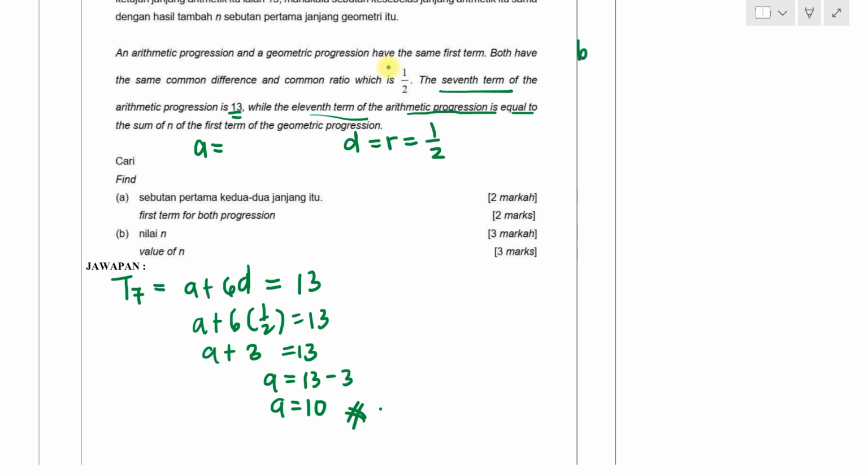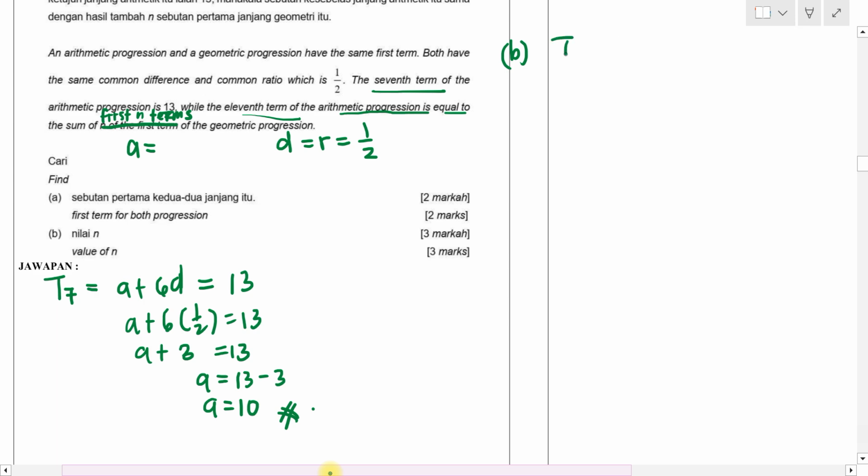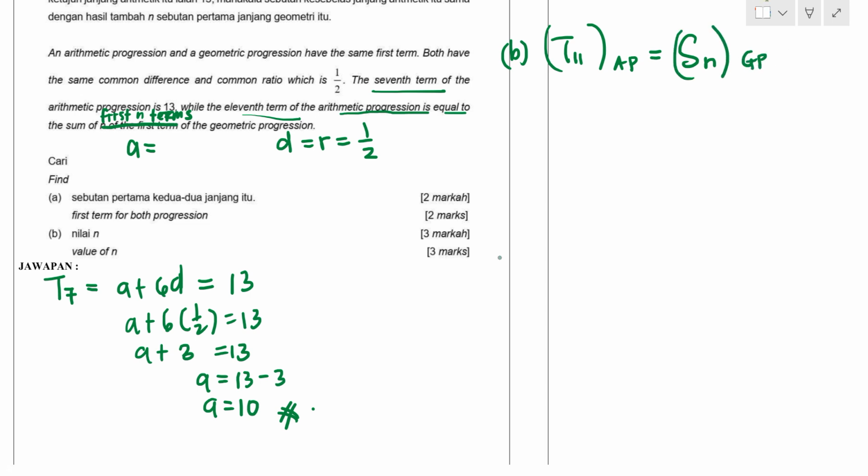For part B, find the value of n. I think we change this a little: sum of first n terms. Then the question becomes correct. The 11th term of the AP, T11 of AP, is equal to the sum of first n terms, Sn of GP. I just created the equation like that.